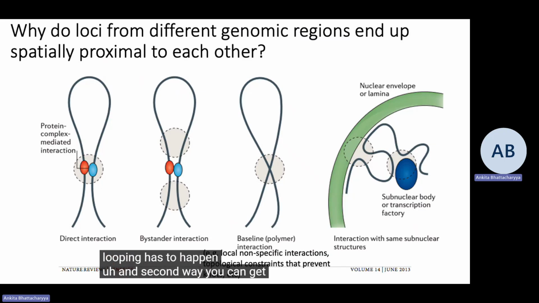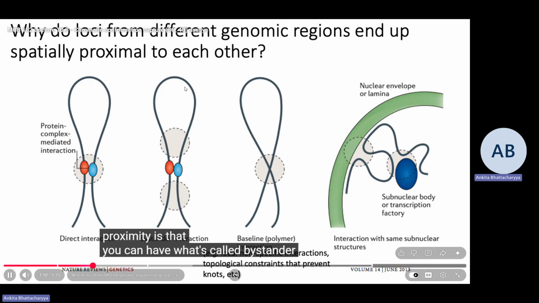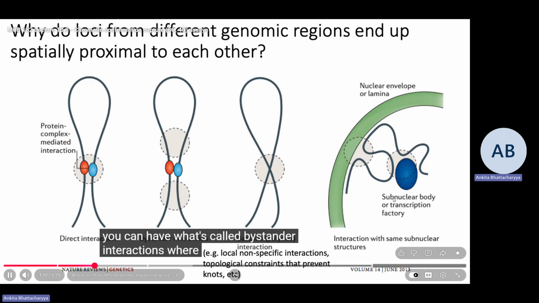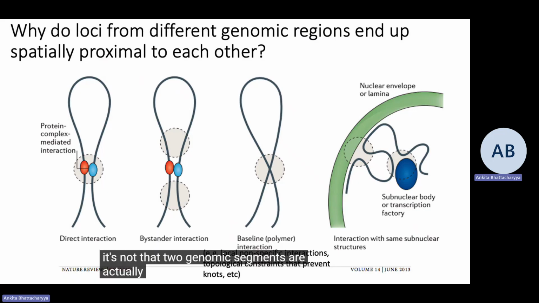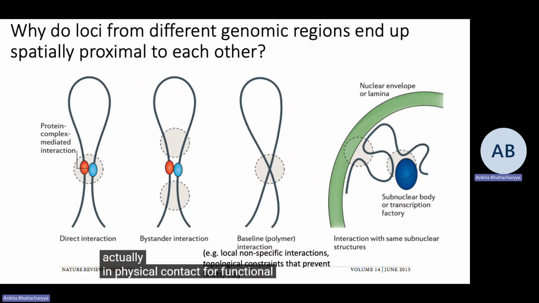And second way you can get close proximity is that you can have what's called bystander interactions, where it's not that two genomic segments are actually in physical contact for functional reasons. They could just be in close proximity because they're nearby other sites that are bound.